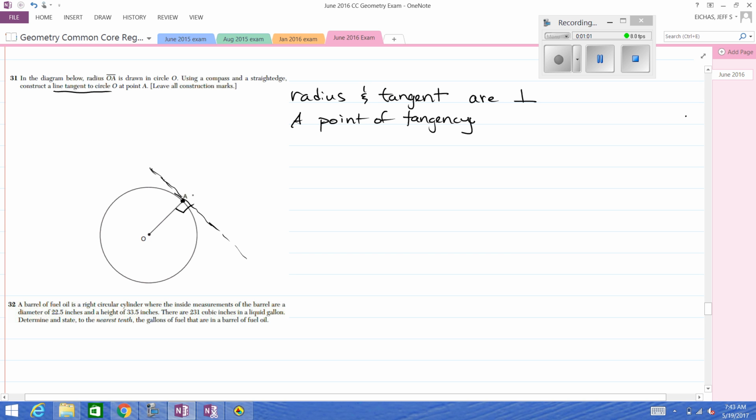So basically the construction we've got to perform here is we've got to go perpendicular through a given point. I'm sure you've seen videos on that. That's what you've got to go look for. So the point that we're going to be through is A, and we're going to be perpendicular to OA. So perpendicular to OA through point A.